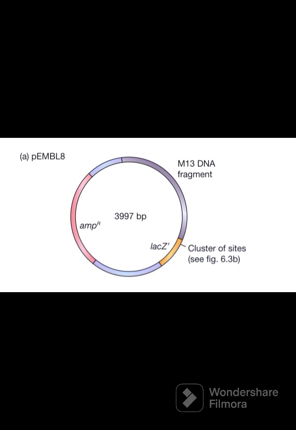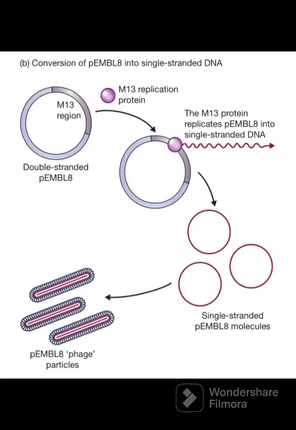So we will see the conversion of this pEMBL into single-stranded DNA. In this we saw that a double-stranded pEMBL was there, and an M13 replication protein comes and binds to the M13 region of this pEMBL, right? And what it does here is this M13 replication protein replicates the pEMBL into a single-stranded DNA, right? You can see here, it is replicating the pEMBL into a single-stranded DNA.